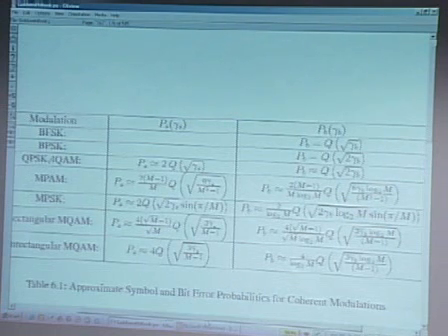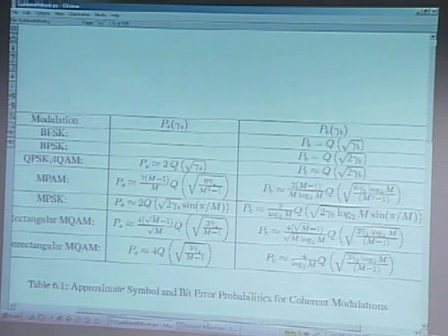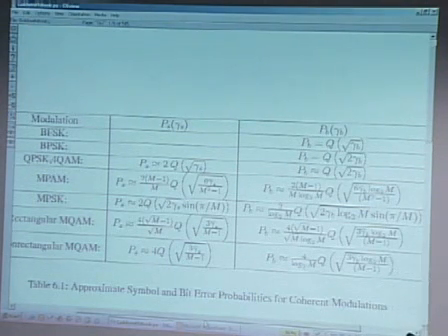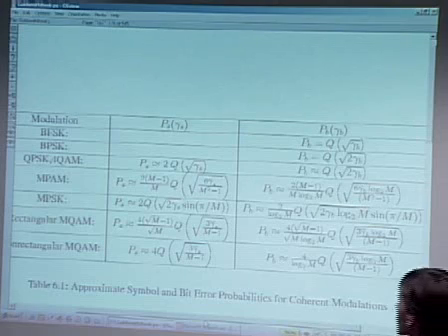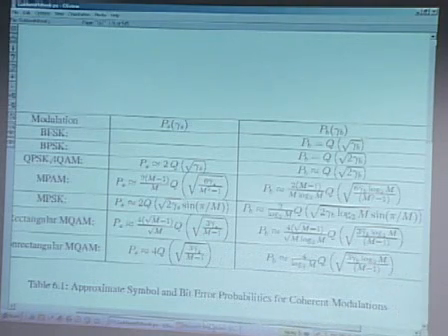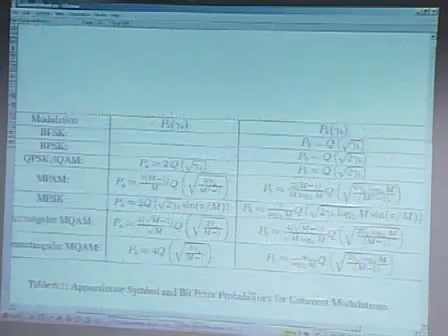Okay, so some of these constellations we have not seen, so don't worry about those. But for the ones we have seen, here you can find these alphas and betas to express these probabilities using the Q function, using this form, right? So we can build a formula of this form for each constellation.